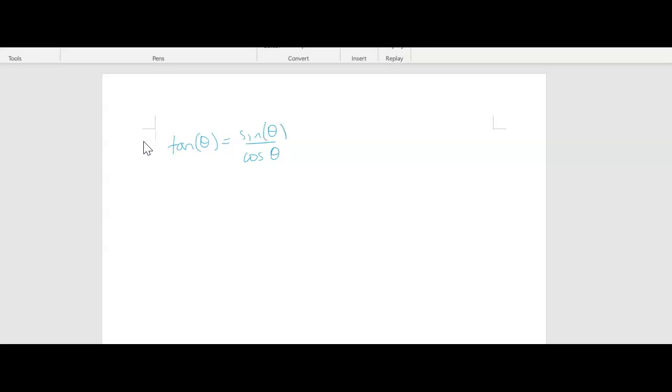Now, you should also know that, according to SOHCAHTOA, which you learned when you did trig back in year 9, we have opposite over adjacent. So if you think of your right angle triangle, and we'll put theta here, and let's just say it's on the unit circle, so it's got a radius of 1, sine is your opposite side, so sine theta, and cos is your adjacent side.